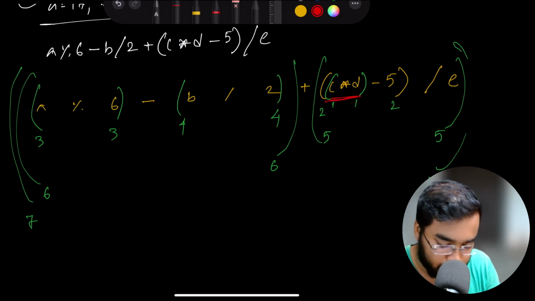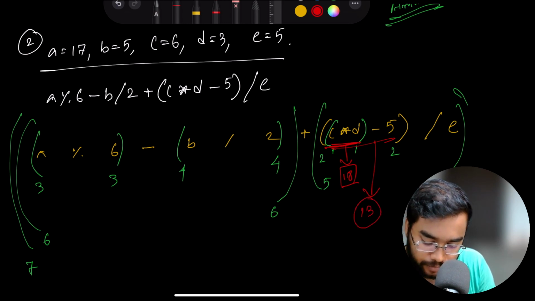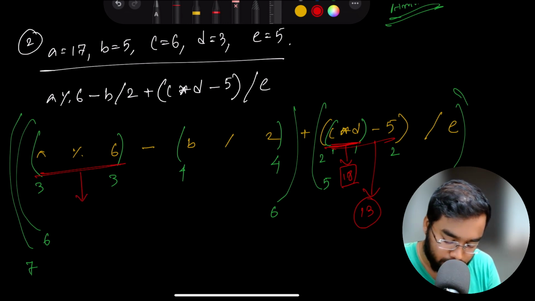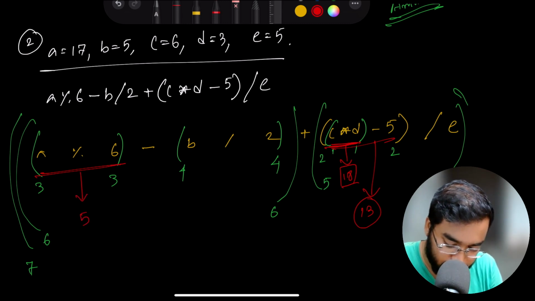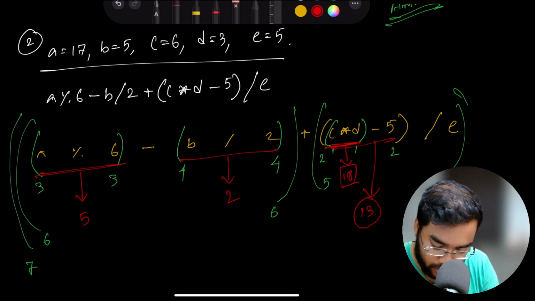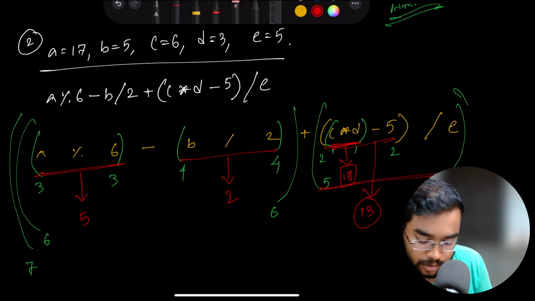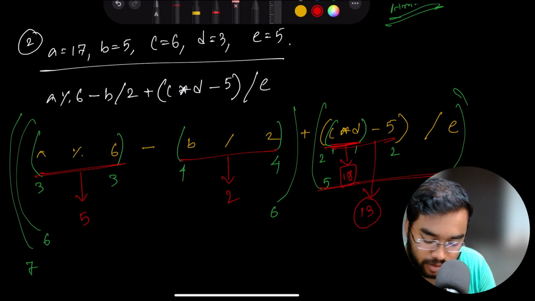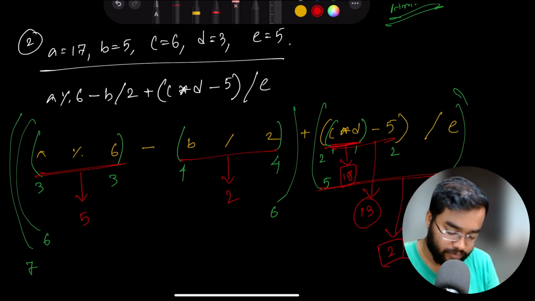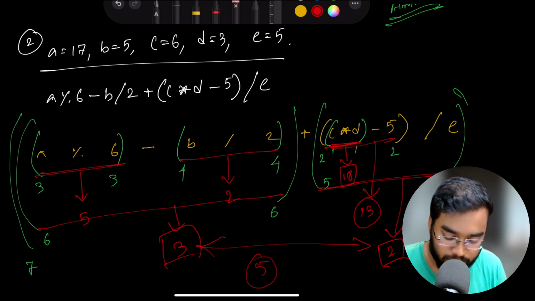Now, C into D means 18. 18 minus 5 would be 13. Then A modulus 6, which gives 5. Then 5 divided by 2 would be 2. Then 5 minus 2, and then 5 would be this one. Then 13 divided by E, that means 5, that means it would be 2. And 5 minus 2 would be 3, and 3 plus 2 would be 5. Then 5 would be the answer.